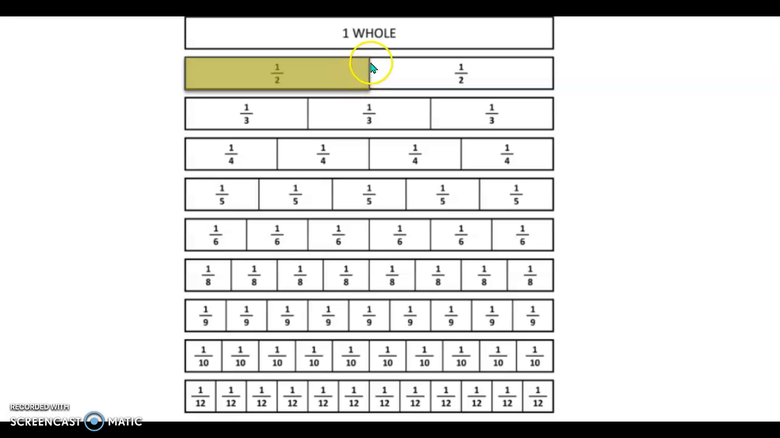So what I'm going to do is I'm going to use my finger and I'm going to go straight down until I find one that stops at the same exact spot, and boom, there it is. So if you look, I can see that I have 1/4, 2/4. So I can say that 1/2 is equal to 2/4 because they both cover the same amount of space.